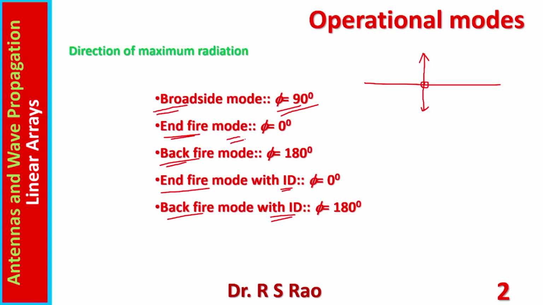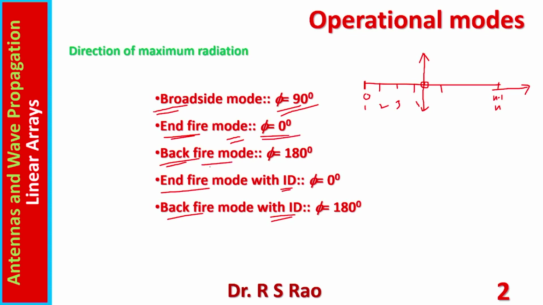End fire mode. When the array is functioning in this mode, the direction of maximum radiation exists along the length of the array. This is the direction along the length of the array, because the array starts here, at the other end: 0th element, element 1, element 2, element 3, element 4. This is the last element, n minus 1th element, or first element, second element, third element, fourth element, nth element. This direction is mathematically described by phi equal to 0 degrees.